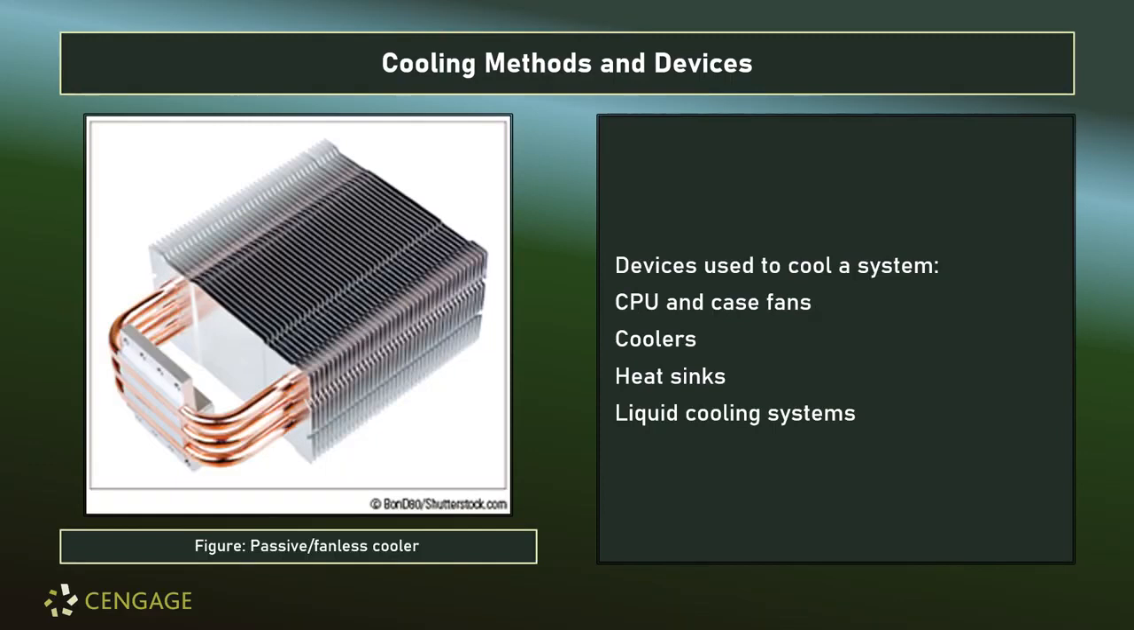So here on the left-hand side we have a figure of a passive or fanless cooler. Now this could be used for a fairly low-end system. This would use the copper pipes that you see there to contain a volatile liquid that would cause evaporation and condensation, radiating throughout the fins of the cooler radiator system above it.